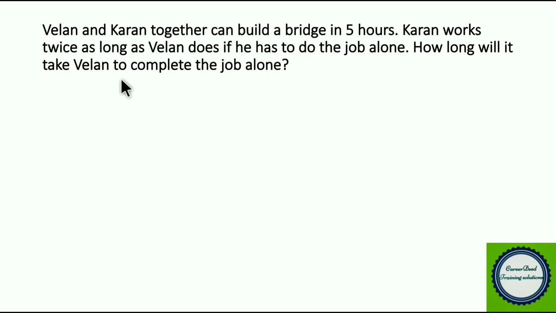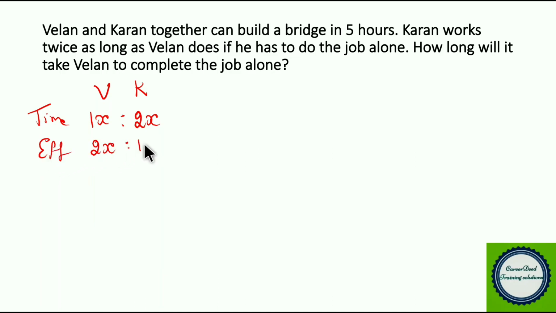So we have 2 people, Wayland and Karan. Both of them could complete the job in 5 hours. Karan works twice as long as Wayland does, so the time taken by Karan is 2 times that of Wayland. We know time is inversely proportional to efficiency. So we can say the efficiency of Wayland and Karan will be 2x is to 1x.